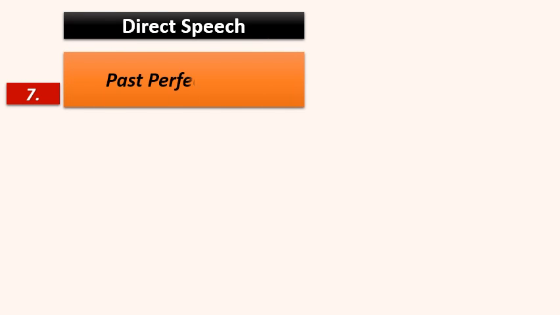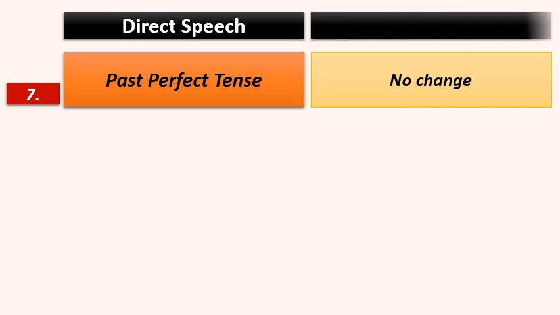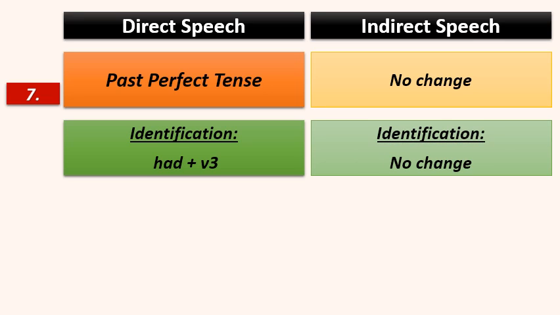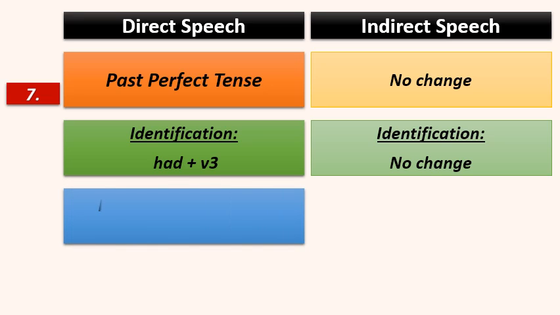Number 7. If the reported speech is in past perfect tense in the direct speech, then there will be no change in indirect speech. Means the past perfect verb in the direct speech remains unchanged in indirect speech. The identification of past perfect tense is had plus third form of the verb. So there will be no change when you convert direct speech into indirect speech. Fine. So let us see an example to clarify it.